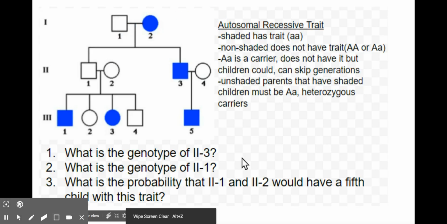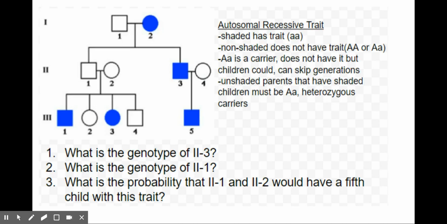Okay, autosomal recessive. In autosomal recessives, again, we're not messing with any of the X's yet. We're only focusing on the A's. Shaded has the trait when we are talking about recessive traits. So now anything that's shaded is going to be little a, and that is what we know for sure. Again, there's some things that we know for sure and some things that we don't. Non-shaded now could be this or this.